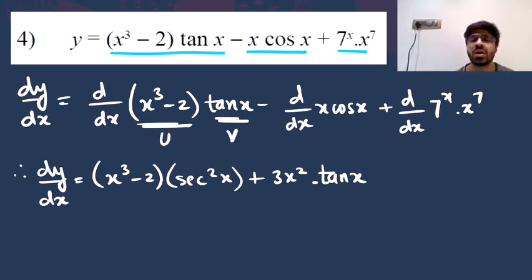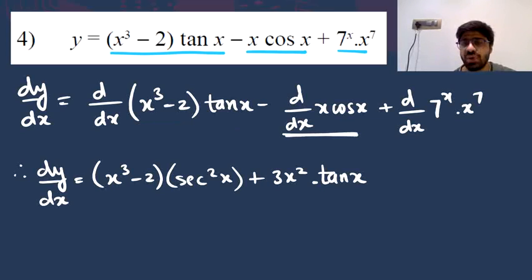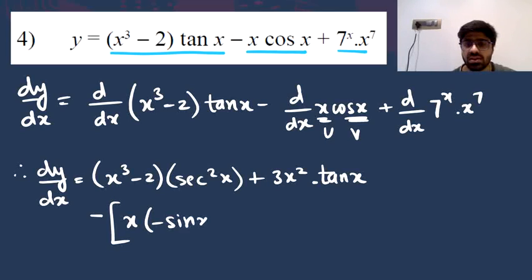Let's continue with taking a derivative of the second term, that is minus d by dx of x cos x. So minus, let's keep it in a bracket, u and v. So we have x into derivative of cos, which is minus sin x, plus cos x into derivative of x, which is equal to 1. So this becomes minus x sin x plus cos x.